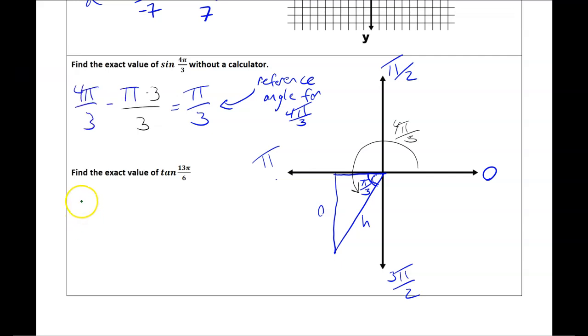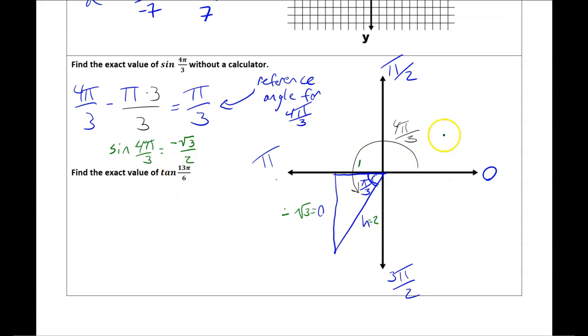Right? So now I can just say, well, my short side is 1, my hypotenuse is 2, and my opposite is square root 3. So sine of 4 pi over 3 would be root 3 over 2. But wait just a second. Notice I went down here. So my opposite here, just like the previous example, is a negative. So my sine of 4 pi over 3 now is negative root 3 over 2.